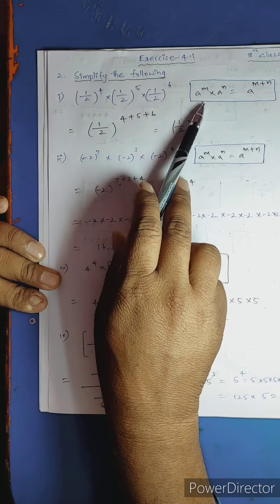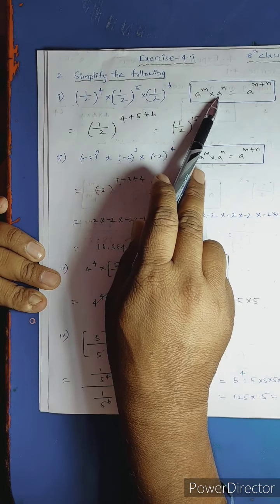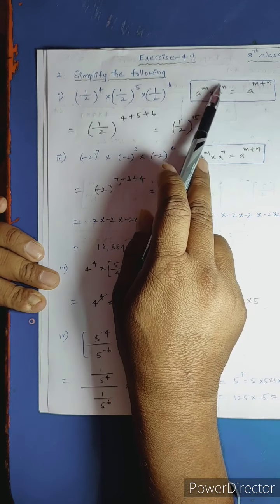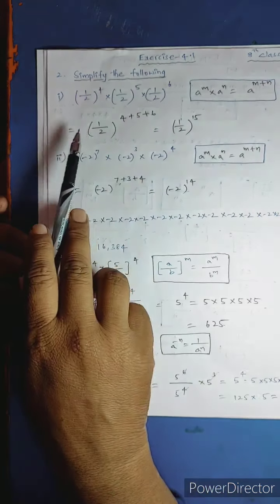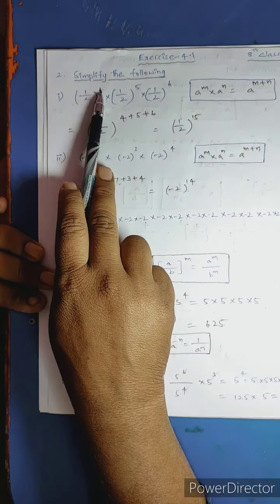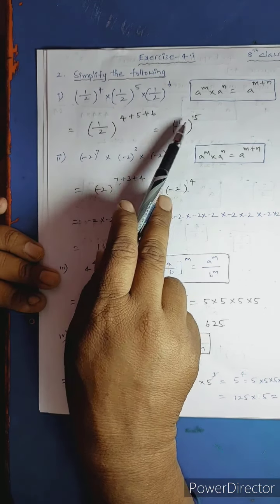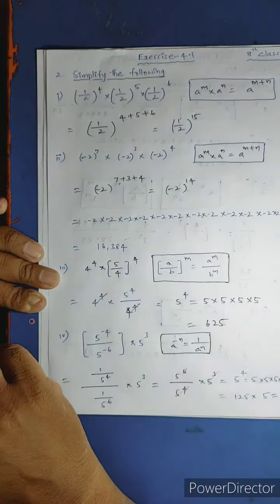A power of m into a power of n, here the bases are the same, then we can add the powers or exponents, m plus n. So 1 by 2 whole power of 4 plus 5 plus 6. 6 plus 4 is 10 and 5 is 15. 1 by 2 whole power of 15.